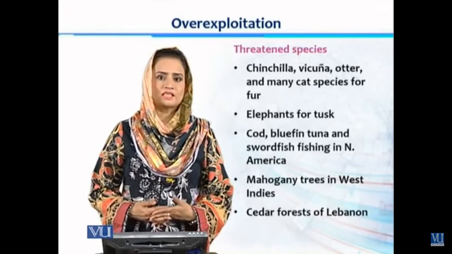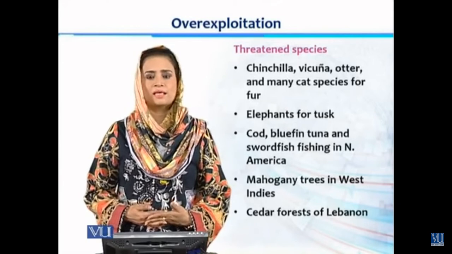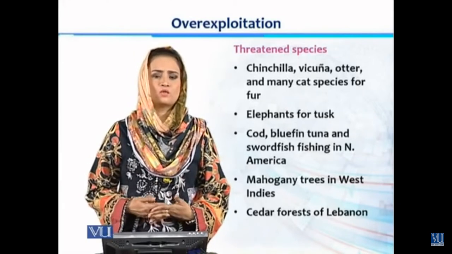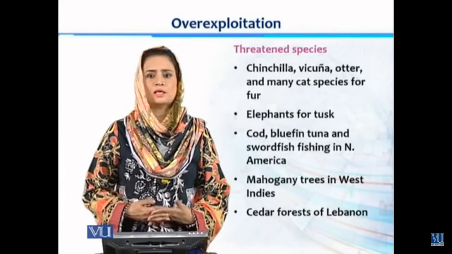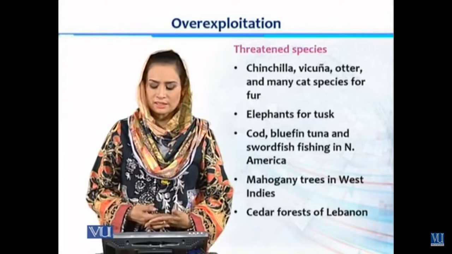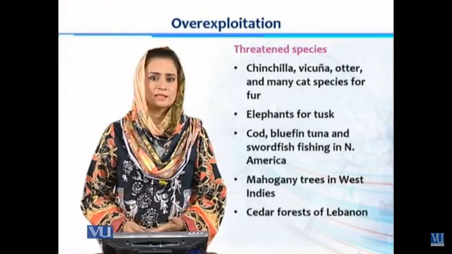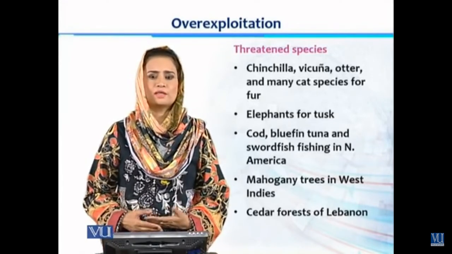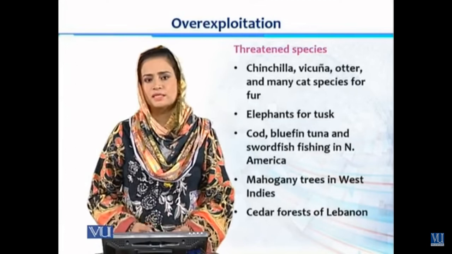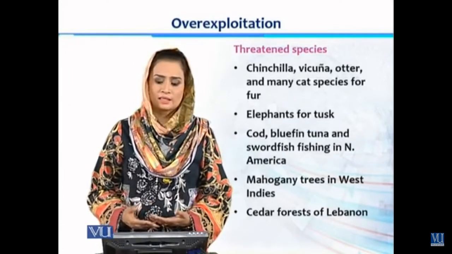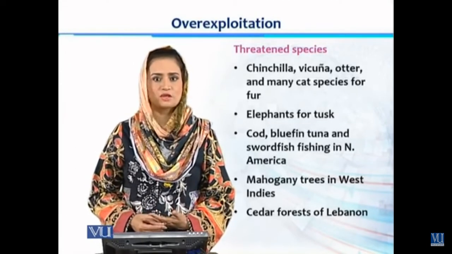Similarly, in the West Indies, mahogany is a species of tree, and this tree is overcut, its forest is being deforested, because it is used to prepare furniture. Similarly, the cedar forest of Lebanon is another example: trees were blindly cut for wood products and furniture, and no attention was given to reforestation. So these species, which are only a few in a large list, reached the level of threatened species because of over exploitation.